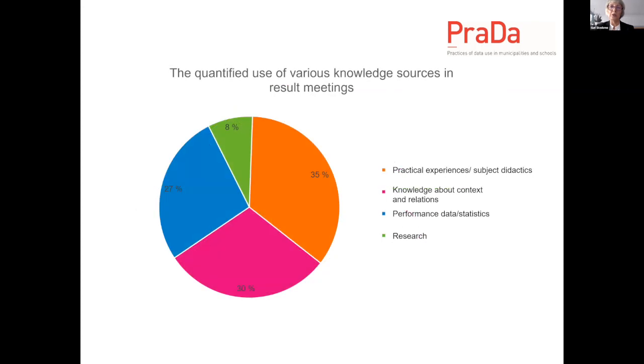We also tried to quantify the use of these types of knowledge sources. And you see that research is to a very little degree used, and there is practical experiences and subject didactics. This actually was very difficult for us to divide between, because they're used in connection. So we had to put these two categories together. And you see there is a lot of use of performance data and statistics, but more to legitimate decisions.